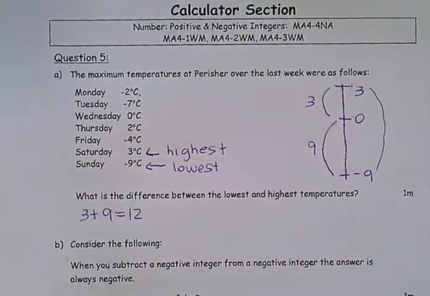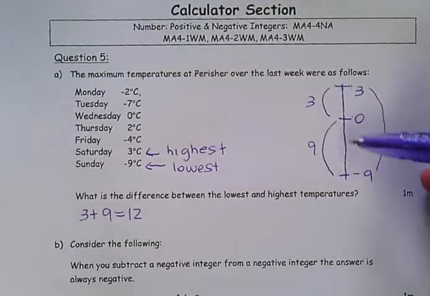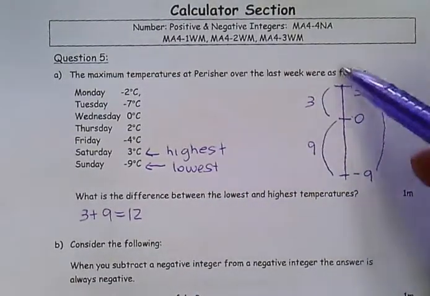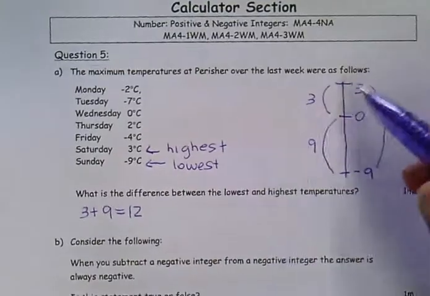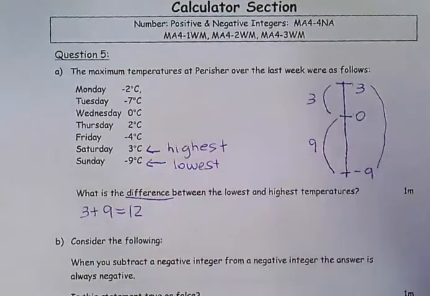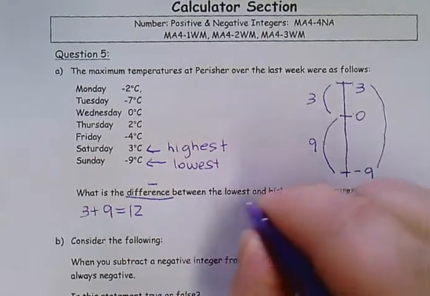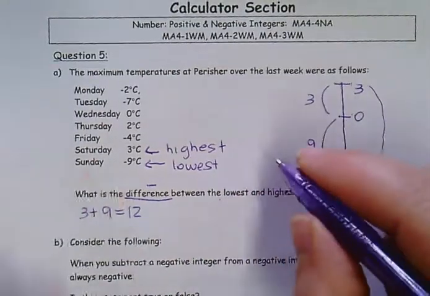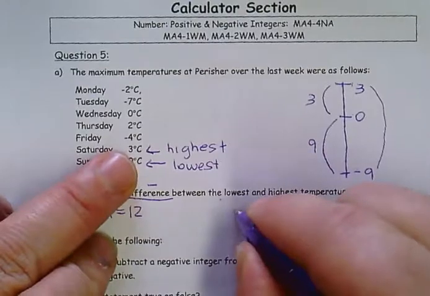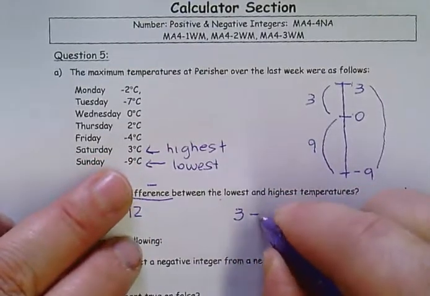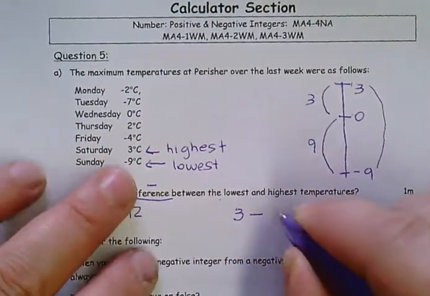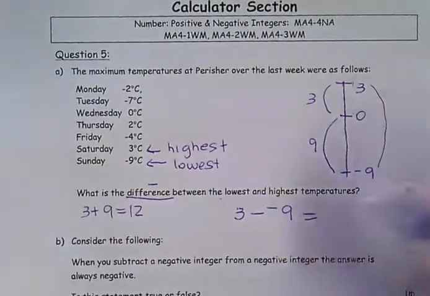However, if you do not want to do this by drawing a diagram, I recommend that you do draw a diagram. But you know that difference means to subtract. So difference means to subtract. So what is the difference between the lowest and the highest temperature? So we do the highest temperature, which is 3, take away, which means difference, and the lowest temperature is -9.